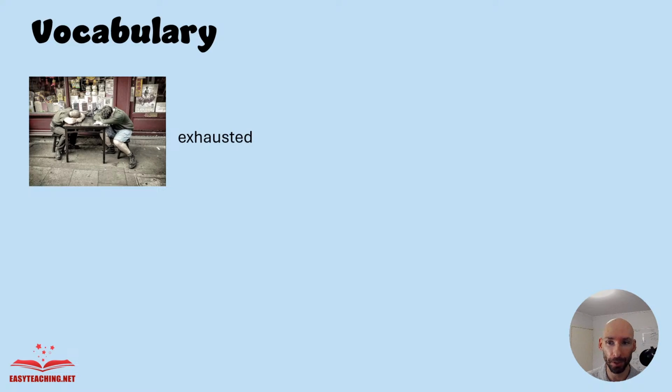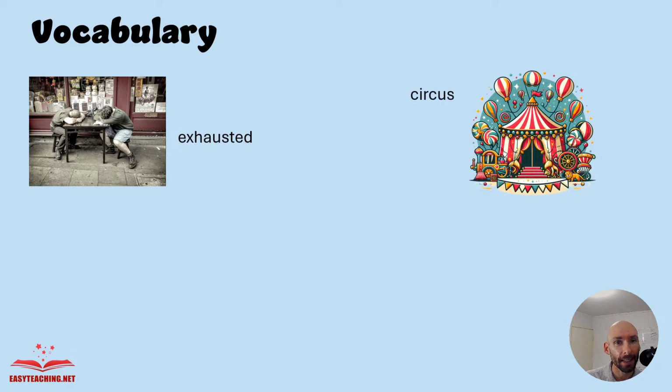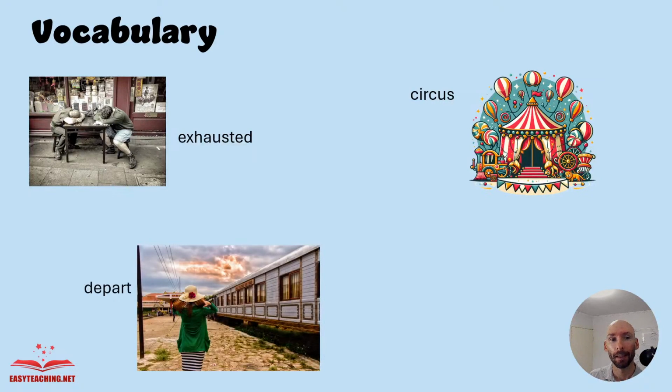You are exhausted. The next word is circus, which you can see right from the picture what it is. It's a traveling show, often with clowns and animals. We're going to be looking at the word depart, which means to leave or to go away from a place. And it's often used with transport. So if we're talking about the time that a plane might depart, or a train might depart the station, the time that it leaves.